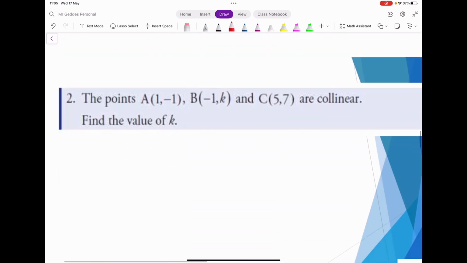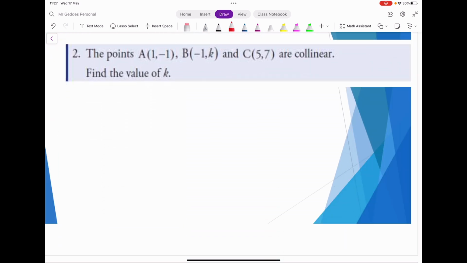Okay, shifting on to question 2. Here's one to really watch out for. We're told that they're collinear. We've got an unknown value, we have to find the value of k. We can use the fact that they are collinear to say that the gradients are equal and then solve an equation. So let's go for that now, very carefully. The first gradient is going to be k minus negative 1 over negative 1 take away 1. So that's going to be k plus 1 over negative 2.